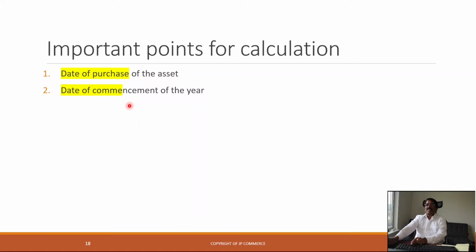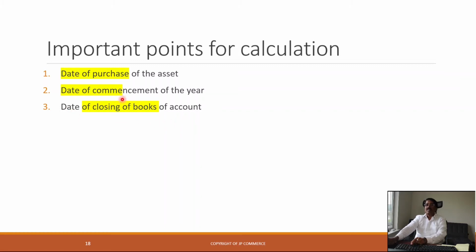We must notice it before starting the calculation. Thirdly, the date of closing of the books. On which date are the books closing? Once you start in April, the books are closing on 31st of March. Hence, if we start in January, the books are closing on 31st December of every year.